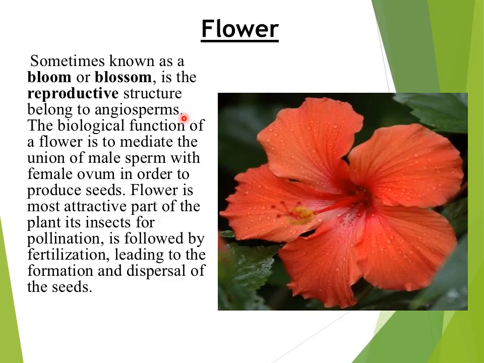The flower is the most attractive part of the plant. It gives attraction to the insects for the pollination process. When the pollination takes place, it is followed by the fertilization, leading to the formation and dispersal of the seeds.